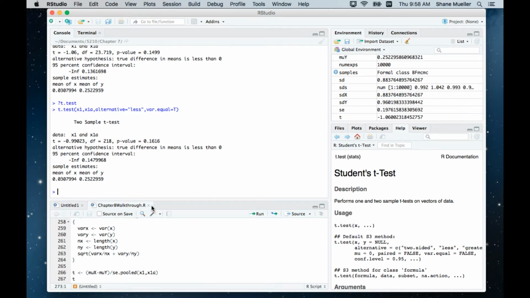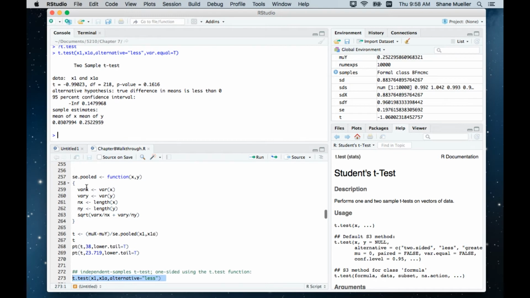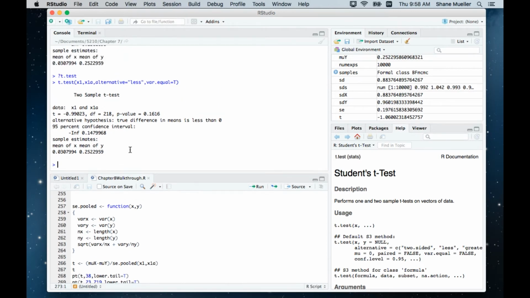But I think it's going to be using a different formula for pooling, because here we're allowing these to be different. So what it may be doing is subtracting the mean from each one and then just pooling them to create the variance, rather than calculating the variance separately and pooling them by weight.